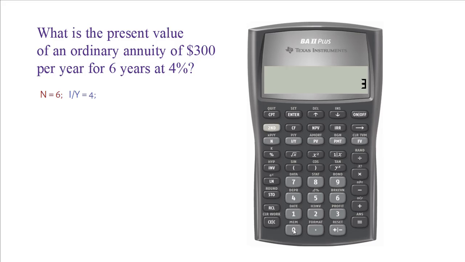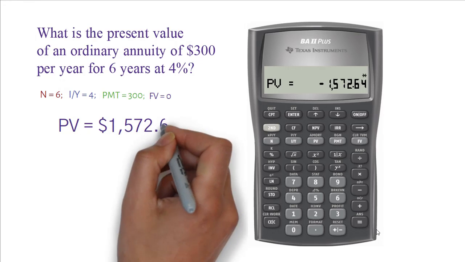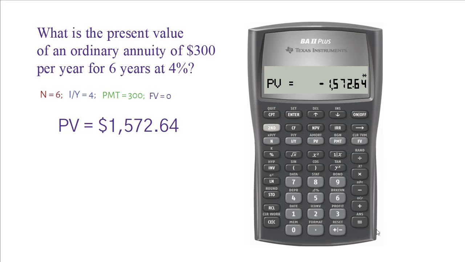Enter PMT equals 300. Enter FV equals 0. Once you have entered all the values except for PV, press CPT and then press PV. So you get PV equals 1572.64.